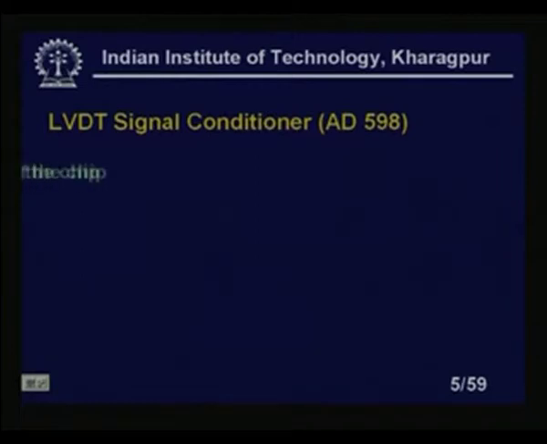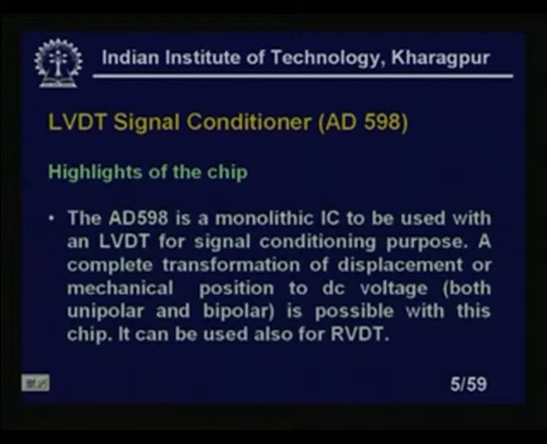Now, the LVDT signal conditioner circuit is the AD598, developed by Analog Devices. The AD598 is a monolithic IC to be used with an LVDT for signal conditioning. A complete transformation of displacement or mechanical position to a DC voltage, both unipolar and bipolar, is possible directly, because we have seen that to make it phase sensitive I need a phase sensitive demodulator. Those things can also be eliminated if I use this AD598. So, these are the three most important things we need to use an LVDT. First of all, I need a source; an excitation voltage is necessary.